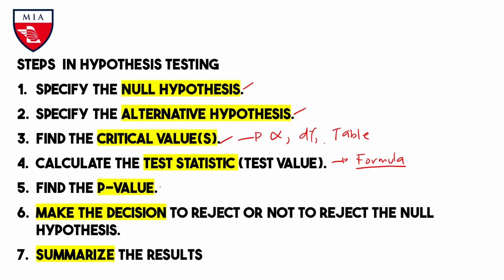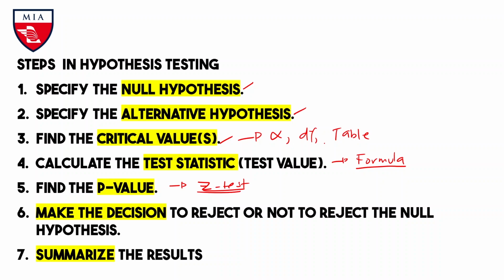Number 5 is to find the p-value. Finding the p-value is only applicable with our Z-test. Again, the p-value approach is only available on our Z-test. So it's not important to find the p-value in other cases, but if you are going to have a Z-test, you should find the p-value. Number 6, make the decision to reject or not to reject the hypothesis. Later on, we will review the steps on how we can reject or not reject a certain hypothesis. And number 7, not so important, summarize the results.